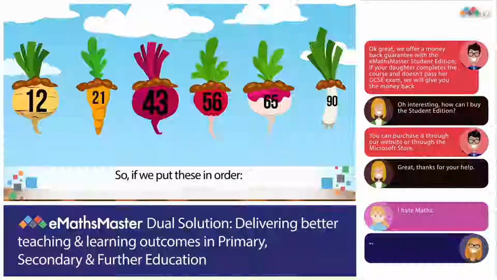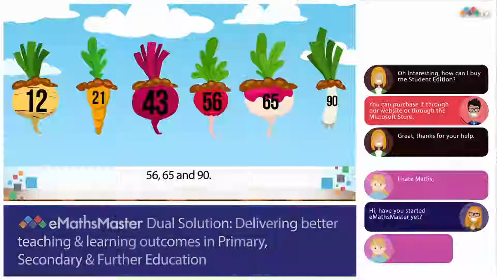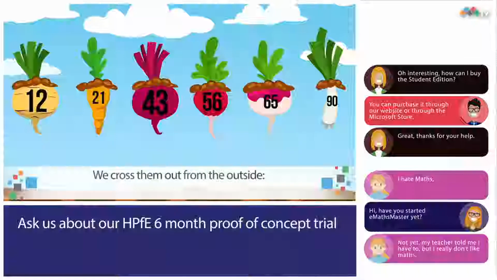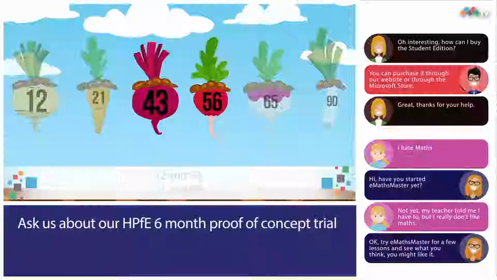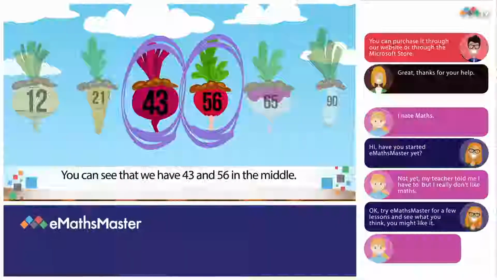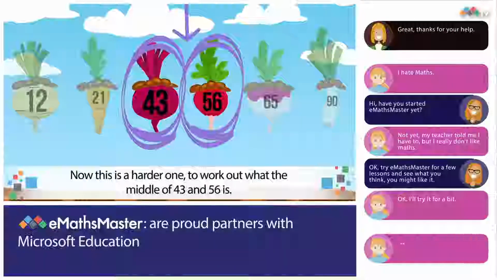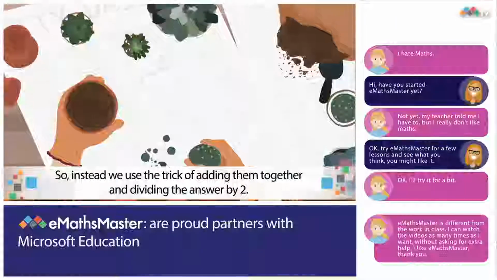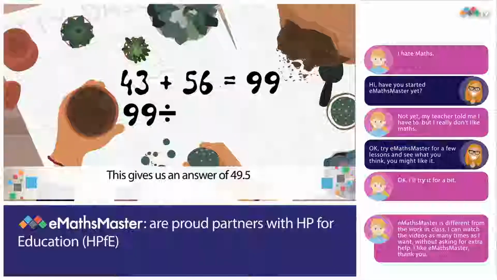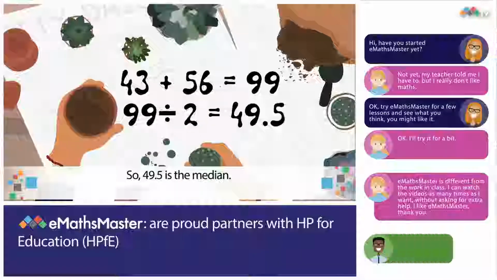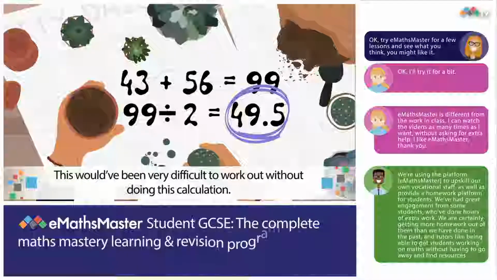So if we put these in order, 12, 21, 43, 56, 65 and 90, we cross them out from the outside, 12 and 90, 21 and 65. You can see that we have 43 and 56 in the middle. Now this is a harder one to work out what the middle of 43 and 56 is. So instead we use the trick of adding them together and dividing the answer by 2. This gives us an answer of 49.5. So 49.5 is the median. This would have been very difficult to work out without doing this calculation.